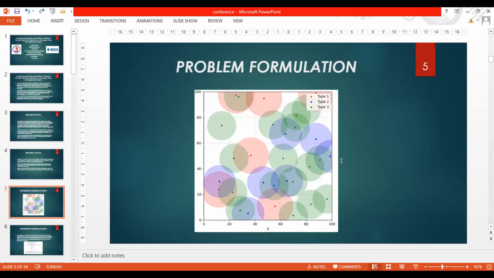Now I will continue. We achieved the largest coverage by using these heterogeneous sensors. Each color represents a type of node.